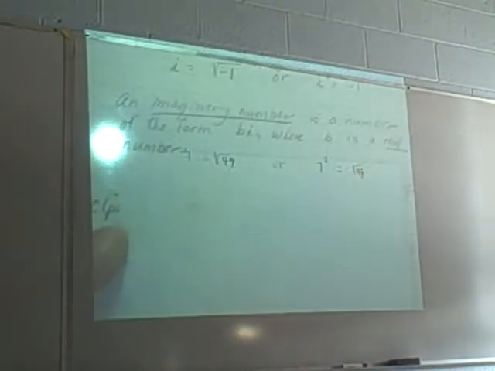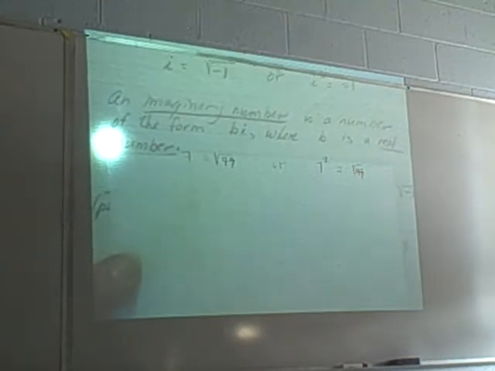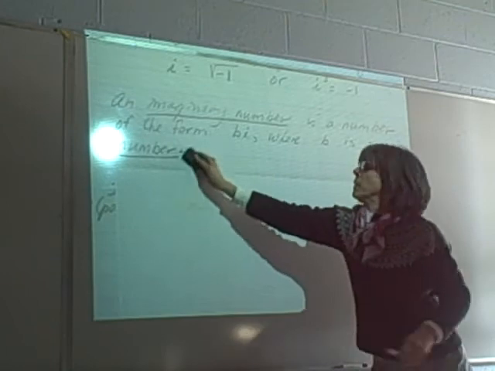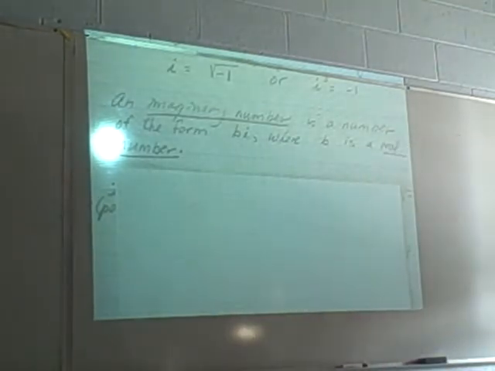So here's a definition. I'm going to ask you to write the definition down. An imaginary number is a number of the form bi, where b is a real number.